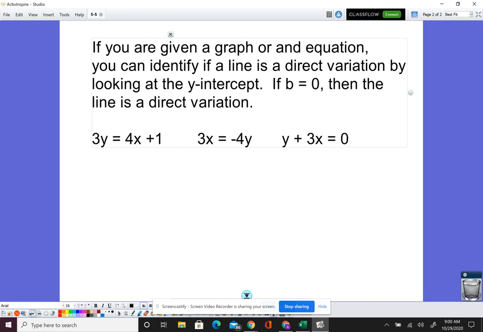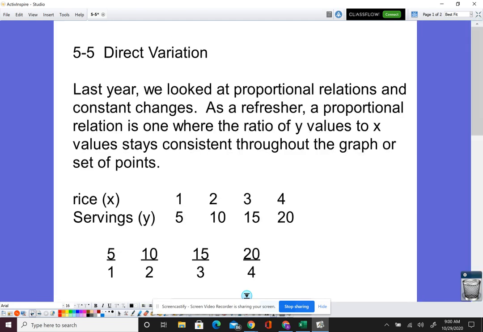All right, section 5.5 is titled Direct Variations. And so we're going to do a little review from last year and what we looked at. Last year we looked at proportional relationships and constant changes, and those are two different things. So I want to refresh a little bit what each one is.